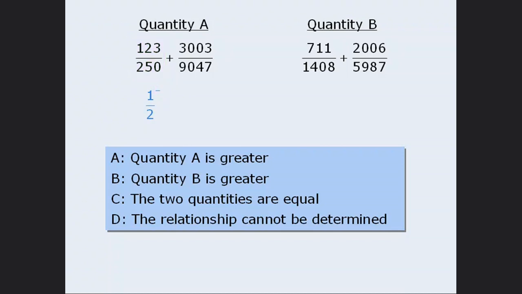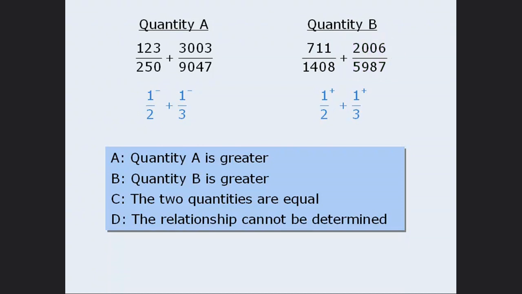On a similar note, this other fraction is very close to 1/3. Now 3003 over 9009 equals 1/3. So 3003 over 9047 must be less than 1/3. So we'll replace this fraction with a number a little bit smaller than 1/3. When we apply similar logic to quantity B, we see that this fraction is a little bit bigger than 1/2, and we see that this fraction is a little bit bigger than 1/3.